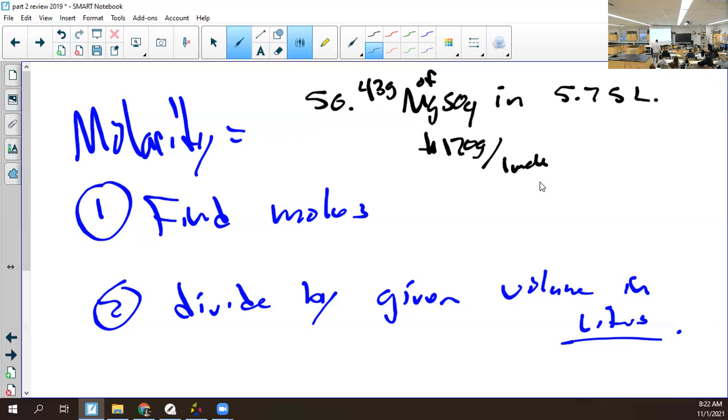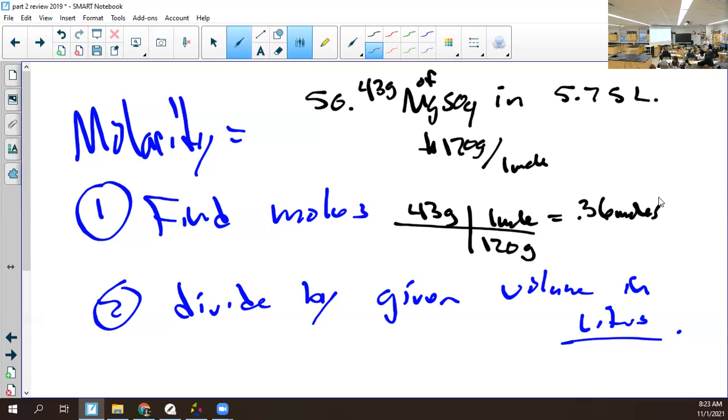As I walk, I see everyone doing it, but you're not verbalizing it. To find moles, you take the given number. What number did I give you? 43. I'm going to convert it to moles by dividing it by its molar mass, 120 grams per 1 mole. 43 divided by 120 is about 0.35. I was way close on that one. 0.36, we'll round it. Now that's moles.